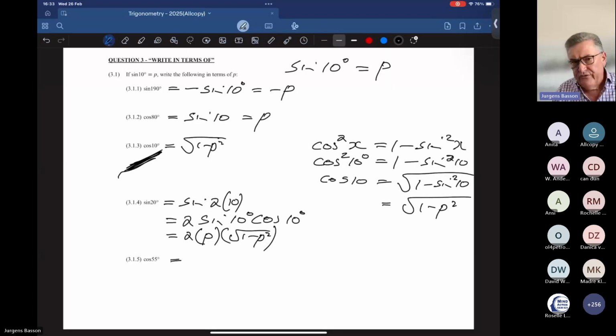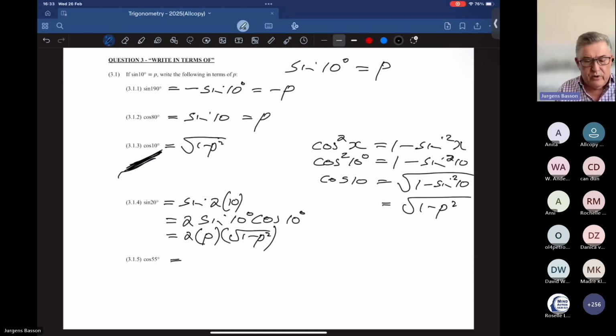I can use a co-function to change it to sine, but you agree 90 minus 55, I can't do anything with that angle. So co-function is not going to help me. It's not a double angle. It's already acute. There's only one thing left, and that is compound angles.